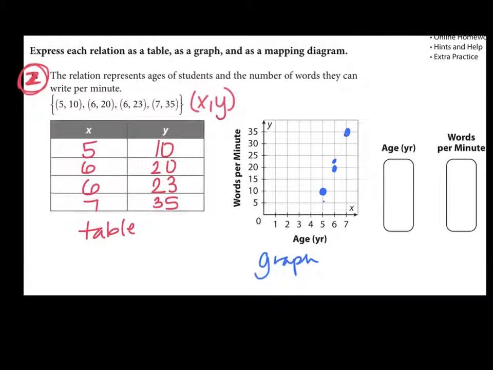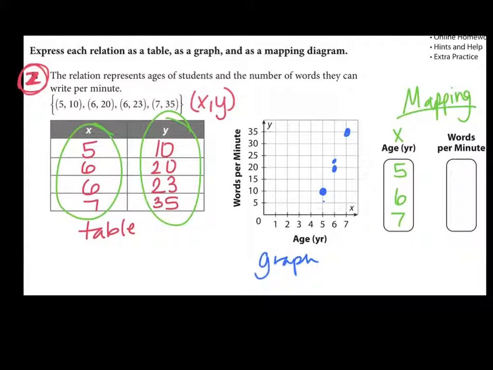All right, and then the last part that we're going to talk about is called a mapping. And when we list a mapping out, it works the same way. So we're going to list all of our x values in the first category. And even though 6 is listed twice, we're only going to write it one time. So 5, 6, and 7. And then we're going to list all of our y values, 10, 20, 23, 35. What a mapping does is it gives another visual picture of how some of these things are related. So they use arrows to say which things pair together.